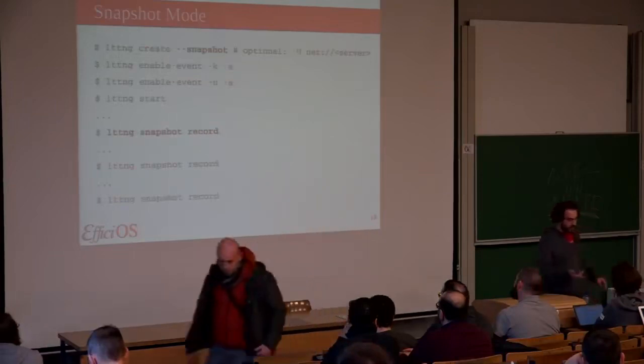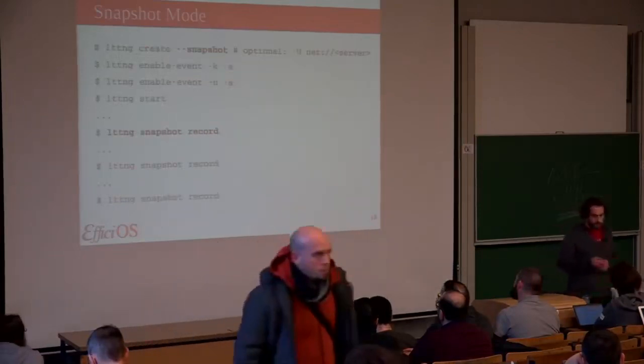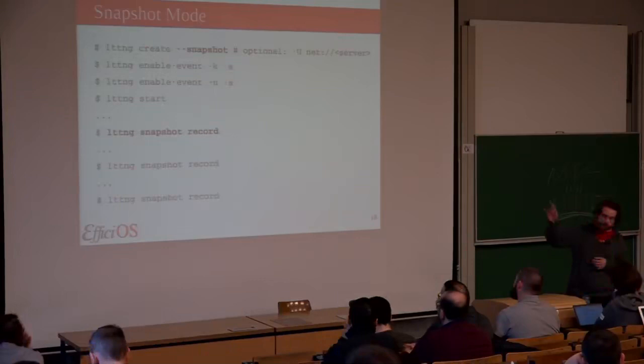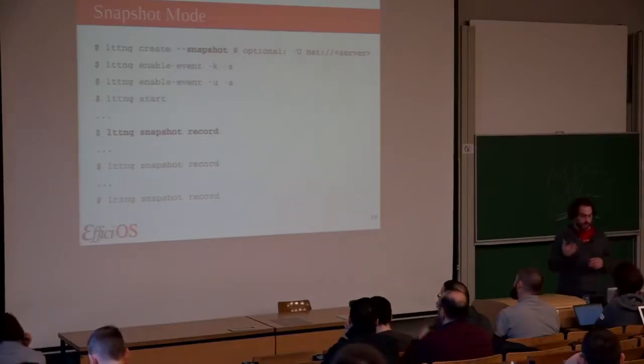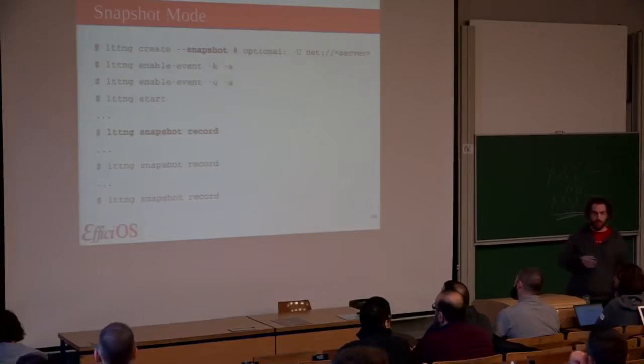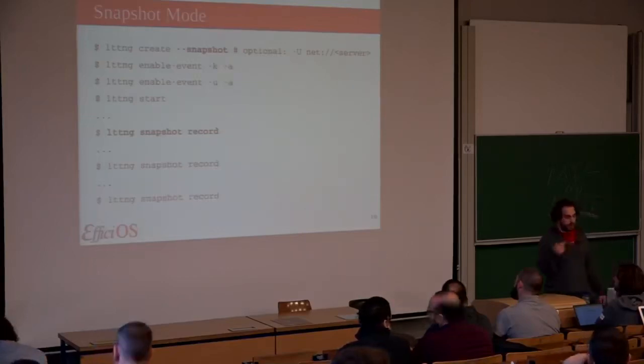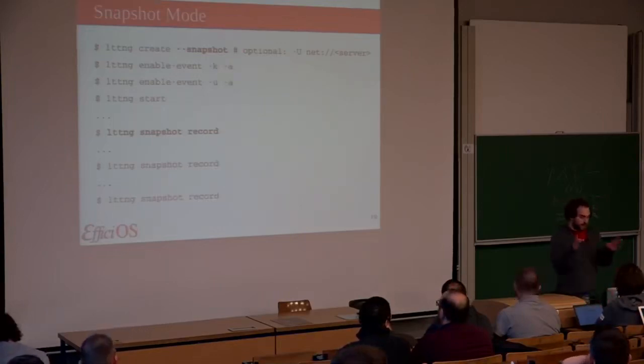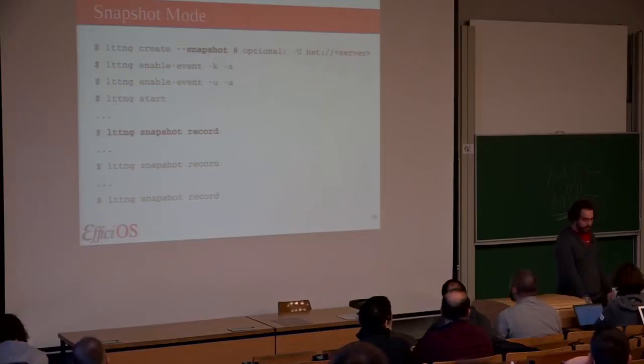The difference between the default mode and the snapshot mode is that on creation you specify the snapshot, and that's it. You just create a session, start the session, and when you want, just type lttng snapshot record. It doesn't push the data from memory, so if you type it twice, you get approximately the same snapshot, maybe just a few microseconds later.